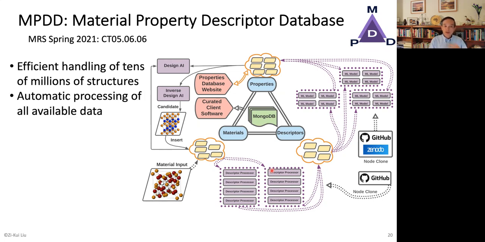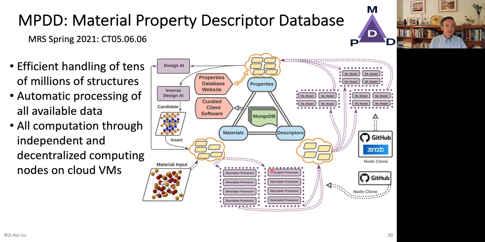And it's automatic processing of all available data. And the more important thing is that you can decentralize. It doesn't have to be done on one centralized computer. It can be different cloud resources. We're going to release this one very soon in the summer. You will be able to see it from our GitHub repository and also on our group website.